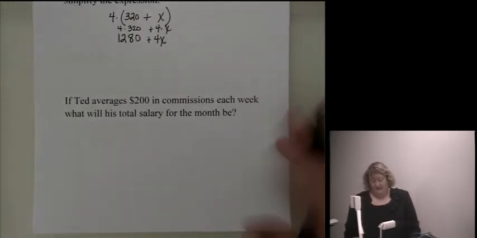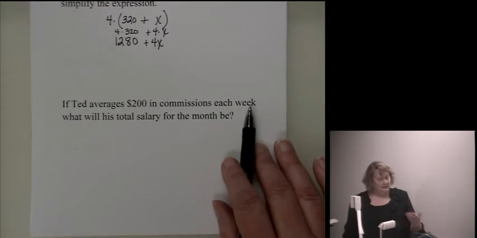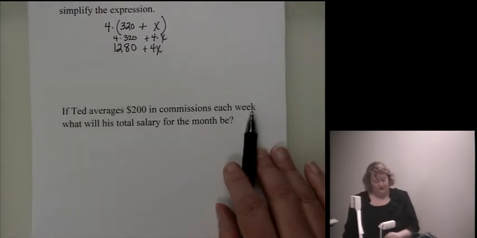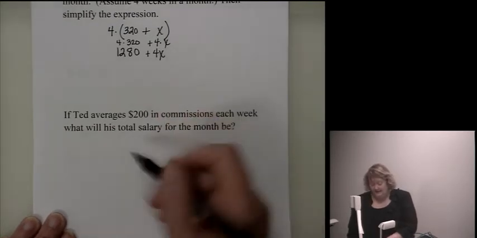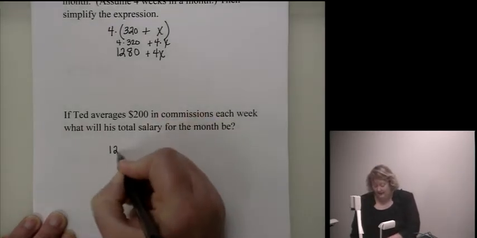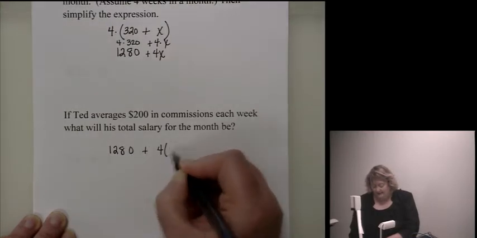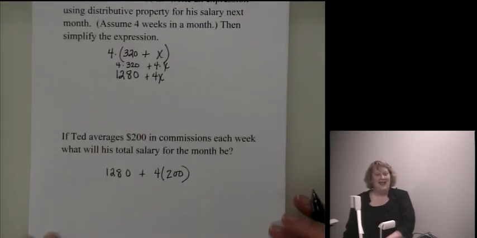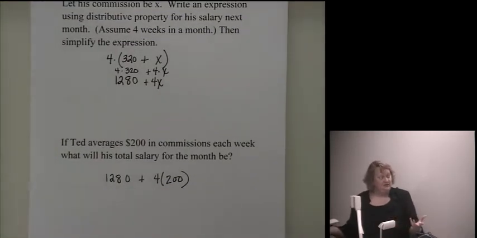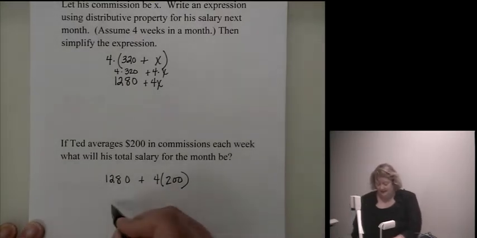Now, if Ted averages $200 in commission each week, in other words, that's his commission for every week, what would his total salary be? Well, in this case, that would mean that we're going to plug in for that X $200. In other words, we're going to let X be his average commission per week, and we'll put it in place of the X.